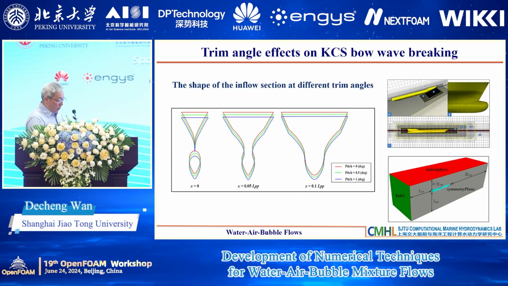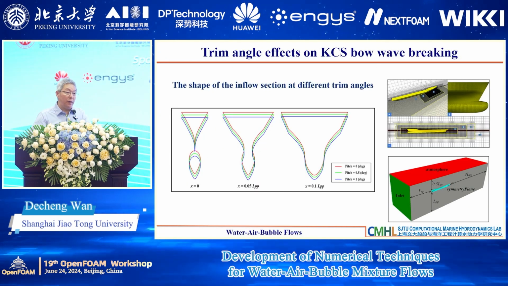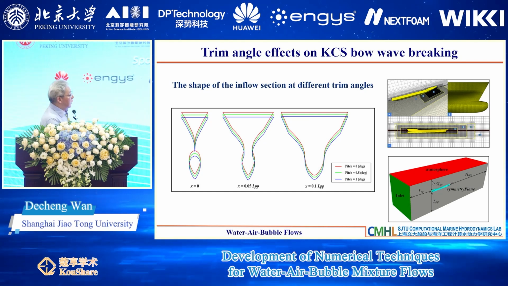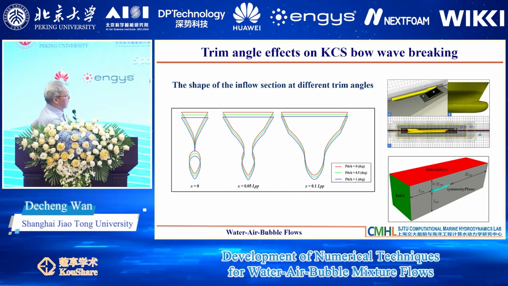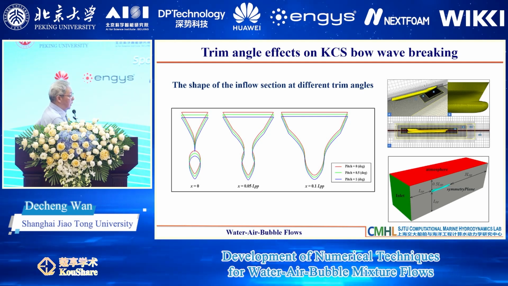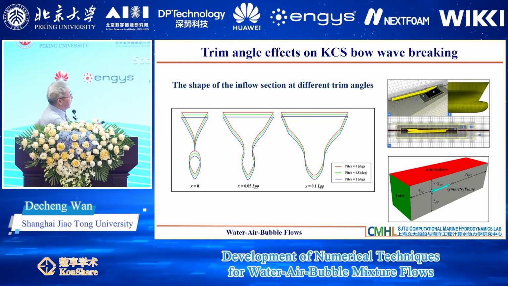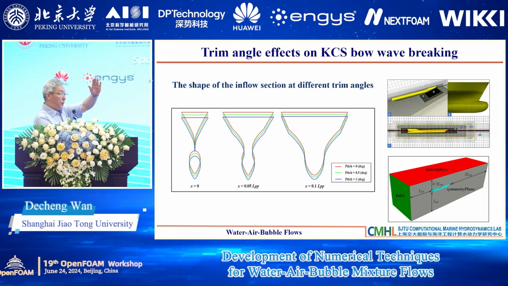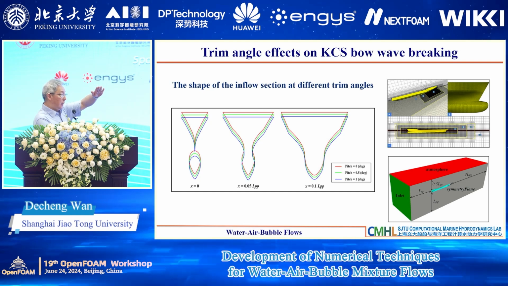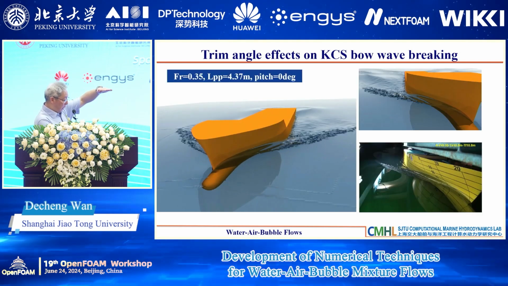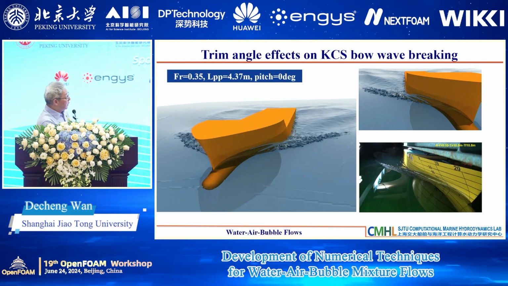And here we have another example for the ship. What we can discuss is the ship flow. So here I show you one example of ship flow, with a ship propagating in the water with different trim angles. The ship can be a little bit different. If there is no trim, it is something like this. If we have a trim, it is different.